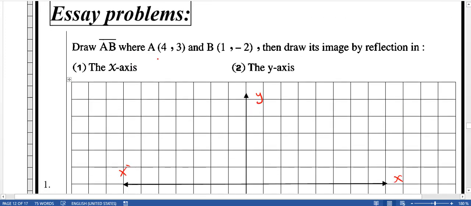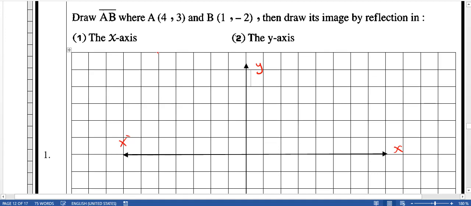Here draw AB. At first we have to draw the point A. This is (4, 3). Here is 1, 2, 3, 4, and go up 3. Okay? It will be here. It's called A. Where will be (1, -2)? (1, -2) is here.